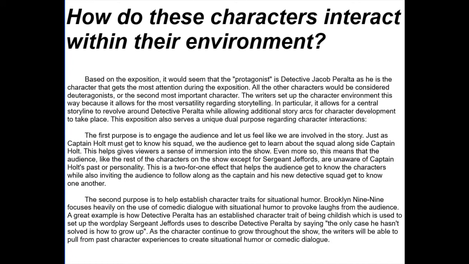Now, the second purpose is to help establish character traits for situational humor. Brooklyn Nine-Nine focuses heavily on the use of comedic dialogue with situational humor to provoke laughs from the audience. A great example is how Detective Peralta has an established character trait of being childish, which is used to set up the wordplay Sergeant Jeffords uses to describe Detective Peralta by saying, the only case he hasn't solved is how to grow up. As the characters continue to grow throughout the show, the writers will be able to pull from past character experiences to create situational humor or comedic dialogue as the show progresses.